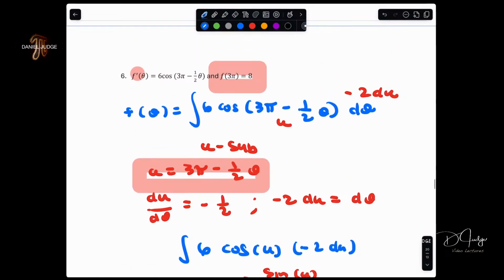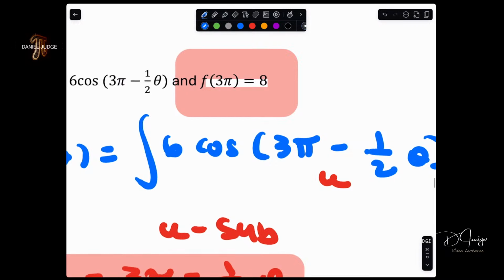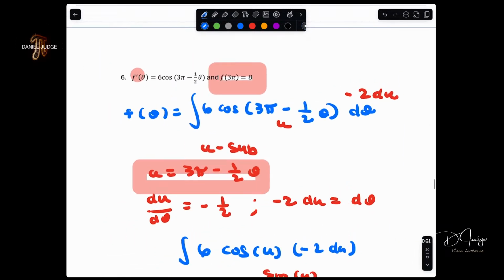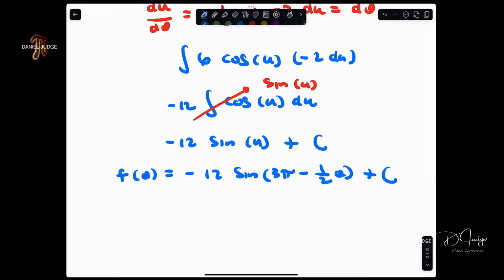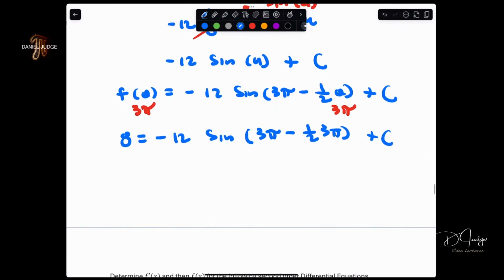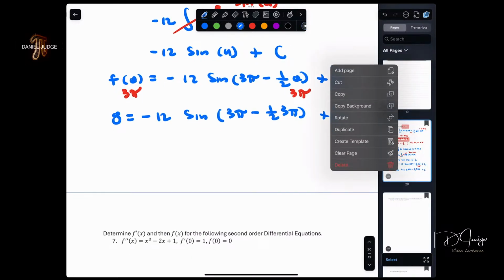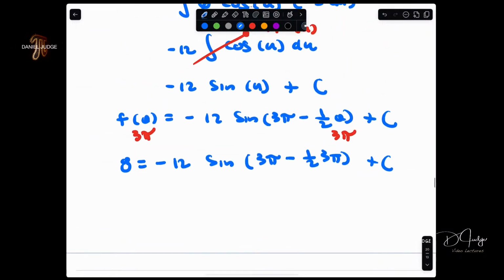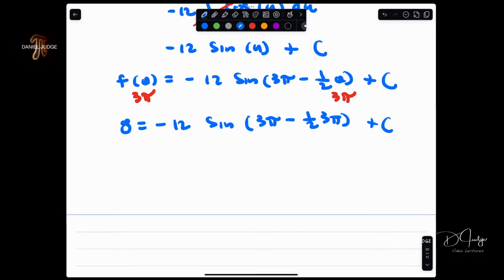All right, what's the condition? F of 3 pi is 8. So we're going to plug that in for theta. So we're going to plug in 3 pi. F of 3 pi is 8. So 3 pi here, 3 pi here. We say it's 8. 8 is negative 12 sine 3 pi minus 1/2 3 pi plus c. Okay. Let's get some extra paper. Add a page. Let's do some arithmetic over here.